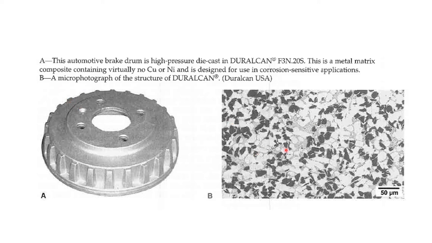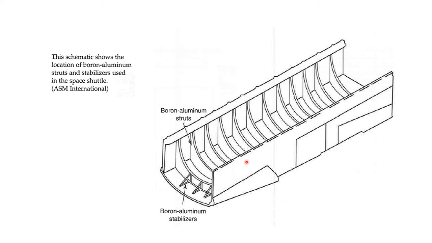And then B is a micrograph of the structure. This one is just another diagram from your textbook showing you a part of your space shuttle. So this is a boron aluminum. Here it's a boron aluminum stabilizer. So it's just a strut, and showing you this stabilizer here, and this one is your struts. You can see that. Just remember, it's just a part of your space shuttle.